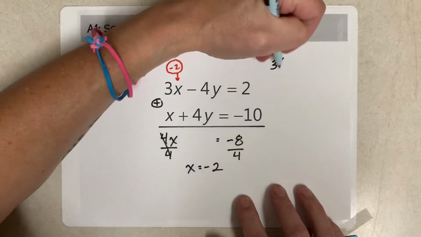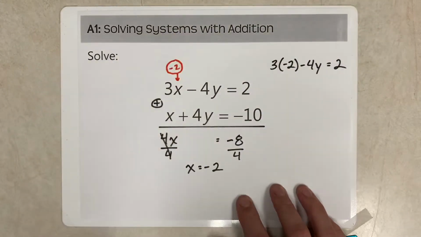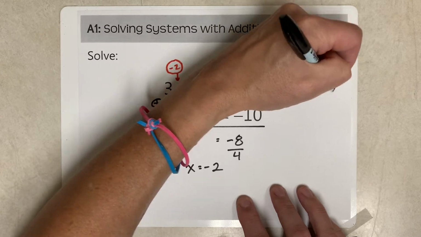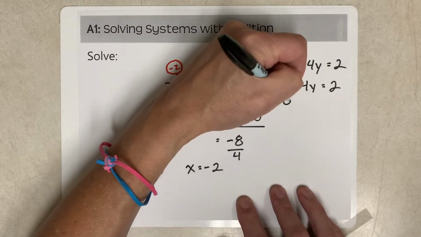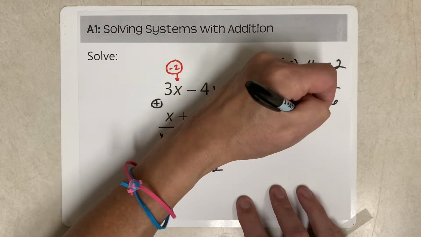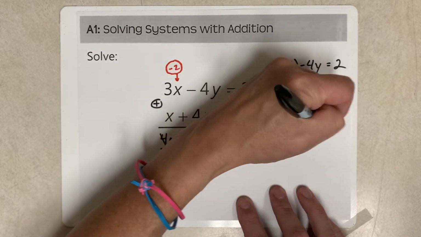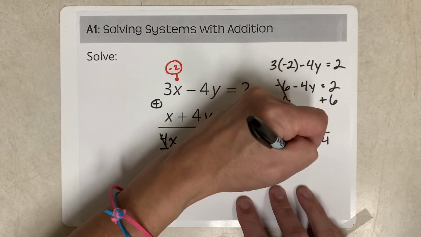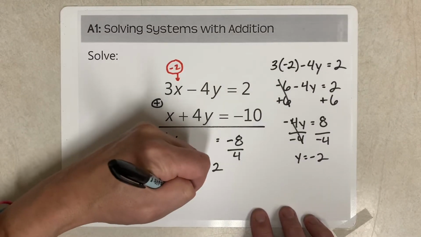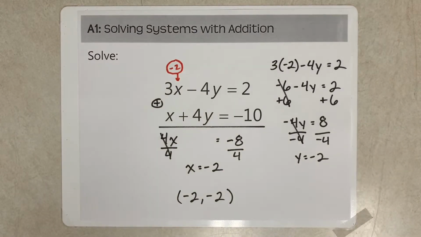So 3 times negative 2 minus 4y has to equal 2. All right, so negative 6 minus 4y equals 2. Add 6. Negative 4y is equal to 8. Divide by negative 4. And y equals negative 2. So now we get the ordered pair solution of negative 2, comma, negative 2 for our final answer right there.